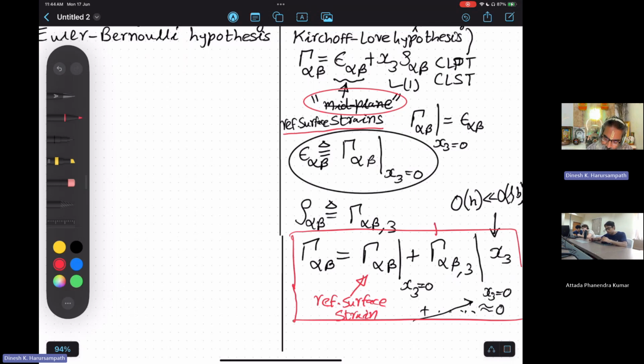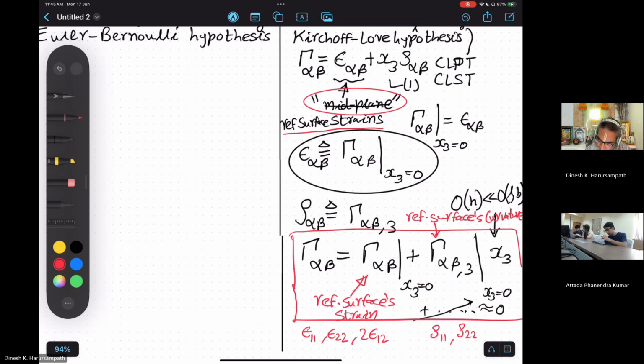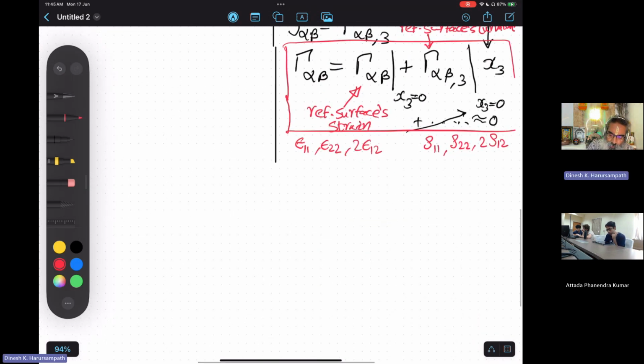This becomes the reference surface curvature. Okay, remember each of these have three quantities. Here we call this epsilon alpha beta. So we have epsilon 1, epsilon 2, and 2 epsilon 1, 2. Similarly, there we have rho 1, rho 2, and 2 rho 1, 2. Okay.